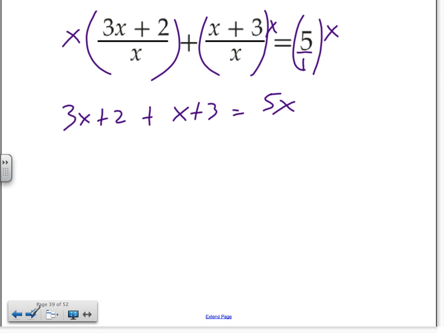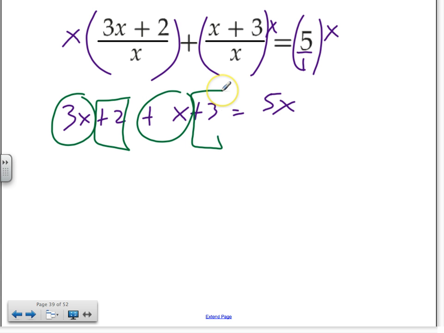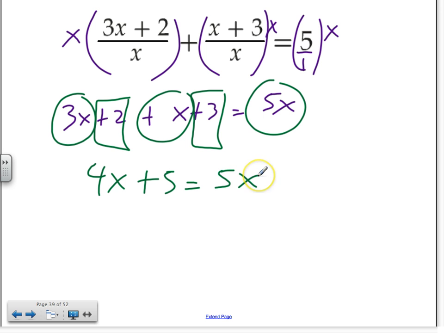What I'm seeing is I have x's on this side, I have numbers here too. What can I do? Combine like terms. Yeah, let's combine them first before moving, since they're already on the same side, right? Look, I have the x's to combine. I have the numbers to combine. If they are on the same side, just put them together. What is 3x plus x? 4x. What is 2 plus 3? 5. Of course, I have 5x over here.